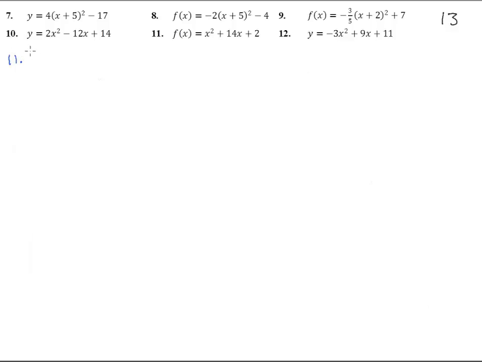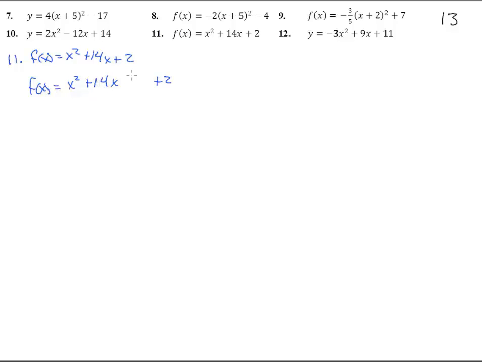Number 11. X squared plus 14x plus 2. This, I've got a good leading coefficient. I'm going to turn it into this form right over here. So we're going to rewrite it like this: X squared plus 14x, leave a space, and then put the plus 2 over there.